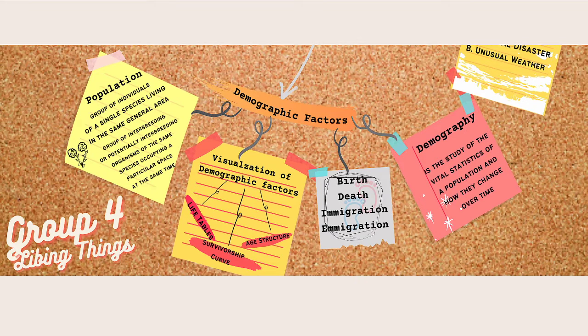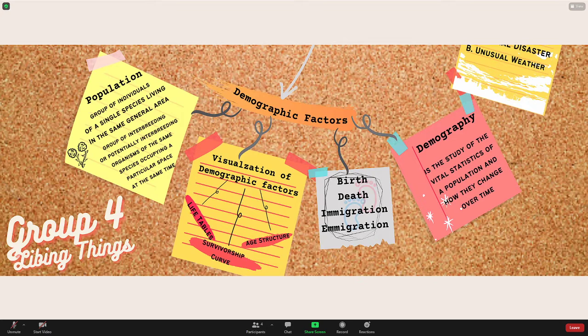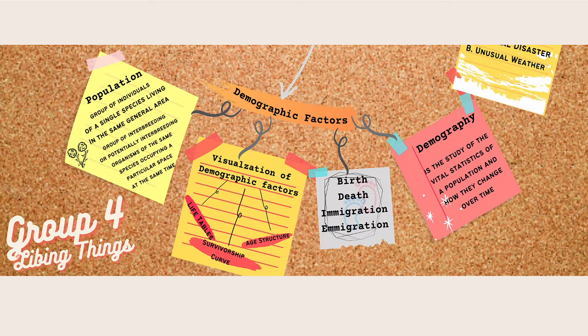Population consists of a group of interbreeding organisms living within a specific geographical area at a particular time. Demography is the statistical study of how populations change over time. The demographic factors that are of interest to demographers are birth, death, immigration, and emigration. Birth and death are the natality rate and mortality rate in a population, respectively, while immigration and emigration pertain to the movement of people from one place to another.